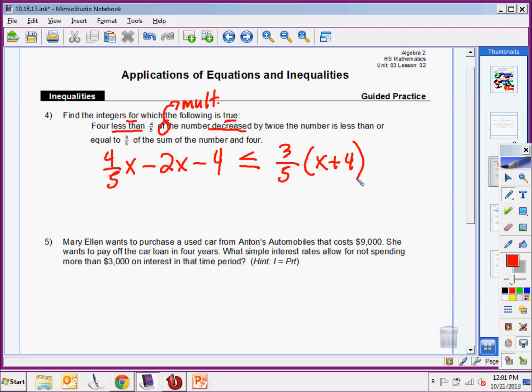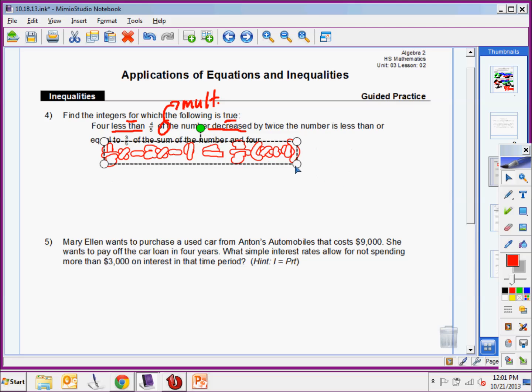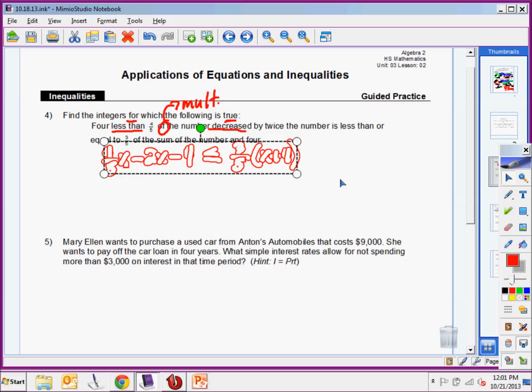So here we go. 4 less than, so I knew I was going to subtract. 4/5 of the number decreased by twice the number. Decreased by twice the number. 4 less than that is less than or equal to 3/5 times the sum of x plus 4. Okay? So what do I need to do in order to solve this problem? I need to simplify. First I need to join all the x's. I need to combine all like terms, and they all need to be on one side, right?